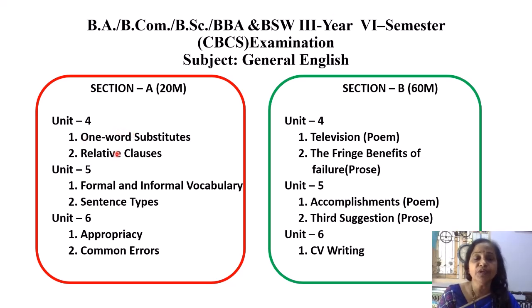So from unit 4 you will get one word substitutes and then relative clauses. And from unit 5 you will get formal and informal vocabulary, and then you will get sentence types. There are 3 types of sentences: simple, compound and complex, that you have to prepare from this subunit. Then in unit 6 you have appropriacy, and then next one you have common errors. So these are the aspects you have to learn thoroughly to answer section A for 20 marks.